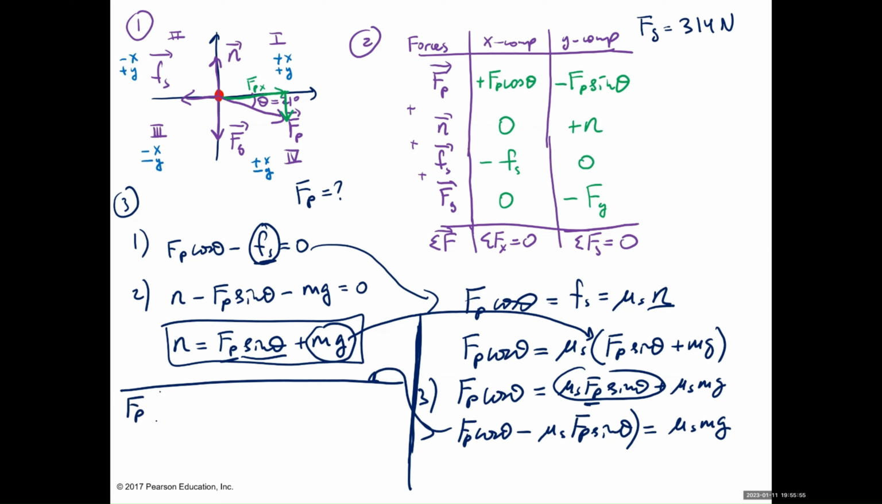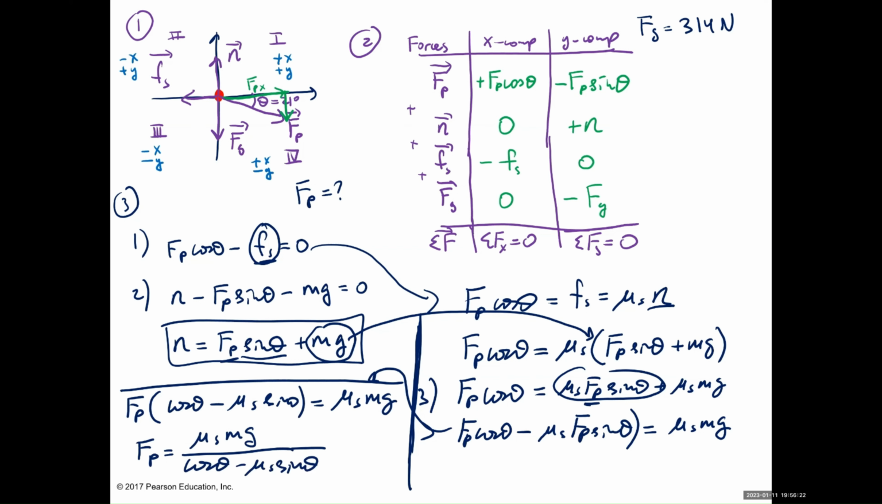So if I factor out F of p, then I have cosine theta minus mu s sine of theta. On the other side, I have mu s times mg. Okay, and then all I have to do is divide both sides by what I have in the parentheses. It means F of p equals mu s mg divided by cosine theta minus mu s sine of theta. And you can see this allows me to solve for F of p because I have the mass, I have the coefficient of static friction, and I have the theta. So I should be able to plug in everything and calculate. And we should be able to, for example, get 250 newtons.